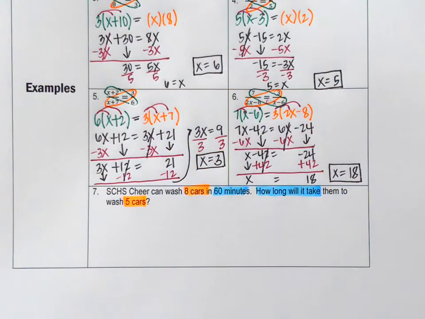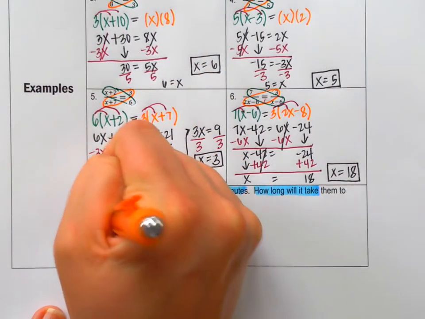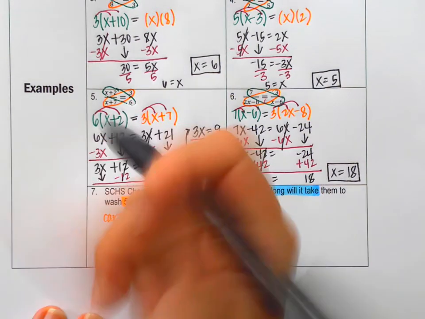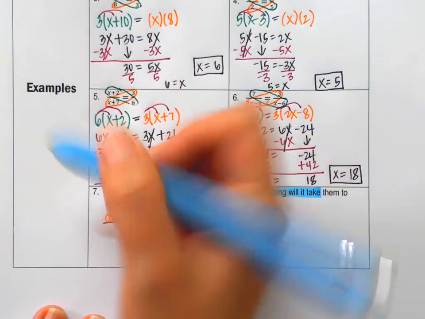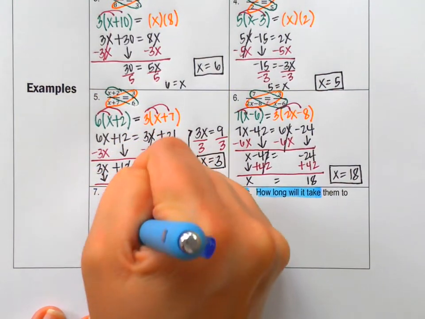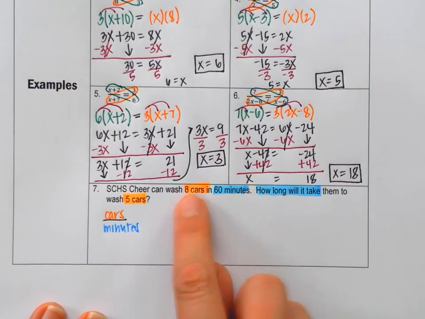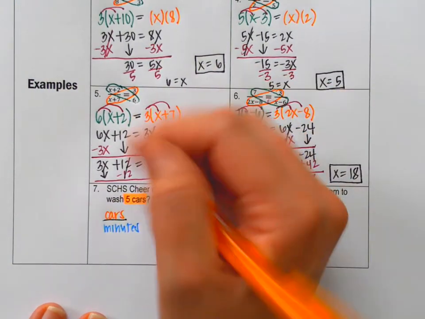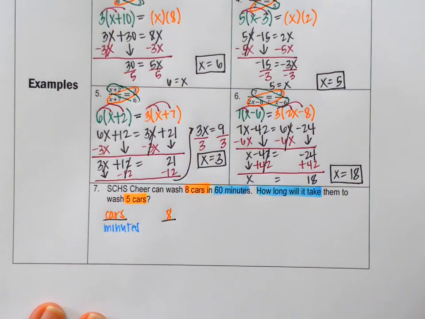So I'm going to set up a ratio, and you could do the ratios in different ways, but I'm going to set up my ratios as cars to minutes. So cars being on top, minutes being on bottom. And so what I'm going to do is I'm going to first use the ratio that I know. I know that they can wash 8 cars in 60 minutes.